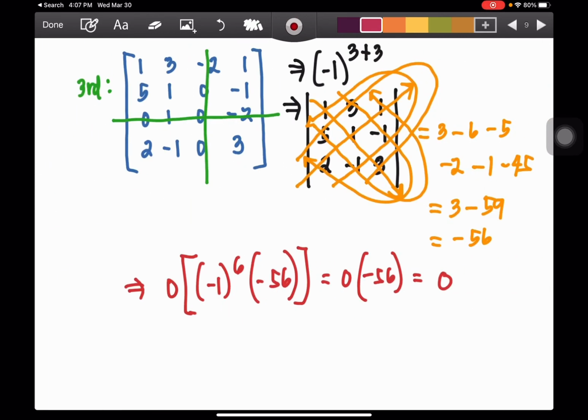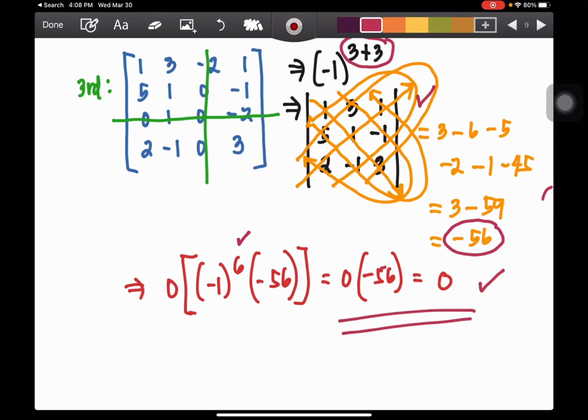We have here the third case. So again, we're consistent with the third column. So we have the third row, so that we have 3 plus 3 as our exponent here. And then we have 6. And the determinant of the matrix formed here is negative 56. So multiplied by negative 1 raised to the 6th power, which happens to be a positive 1, is negative 56. And multiplied by 0, it's 0.